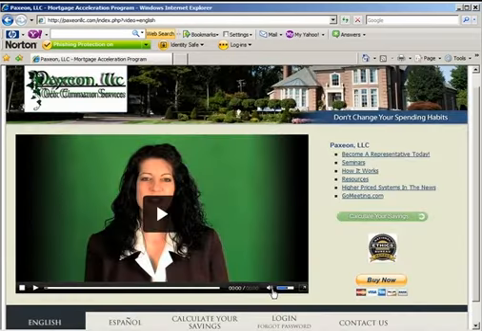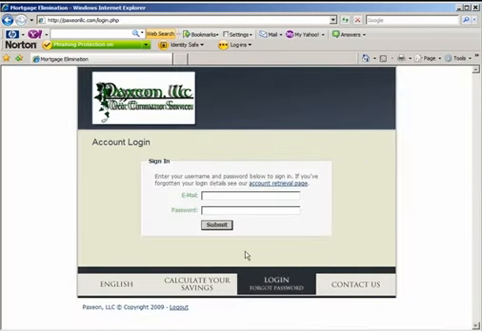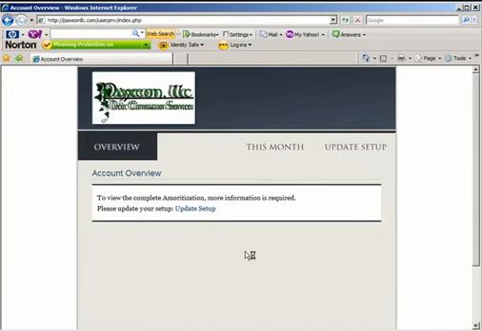We've activated your account so that you can continue with the development of your detailed payoff plan. So let's begin by logging back into your account. You're going to use the information that you used when you calculated your savings. The first time you log in after we've activated your account, we're going to ask you to update your setup.